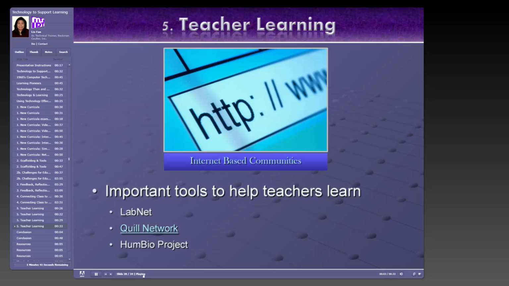Internet-based communities have become an increasingly important tool for helping teachers learn and network with one another. These interactions help teachers share information about best practices and provide support. Some example communities are the LabNet Project, the Quill Network, and the Hume Bio Project, all of which help teachers to learn from each other. With new advances in technologies, teachers have multiple opportunities to learn in this environment.